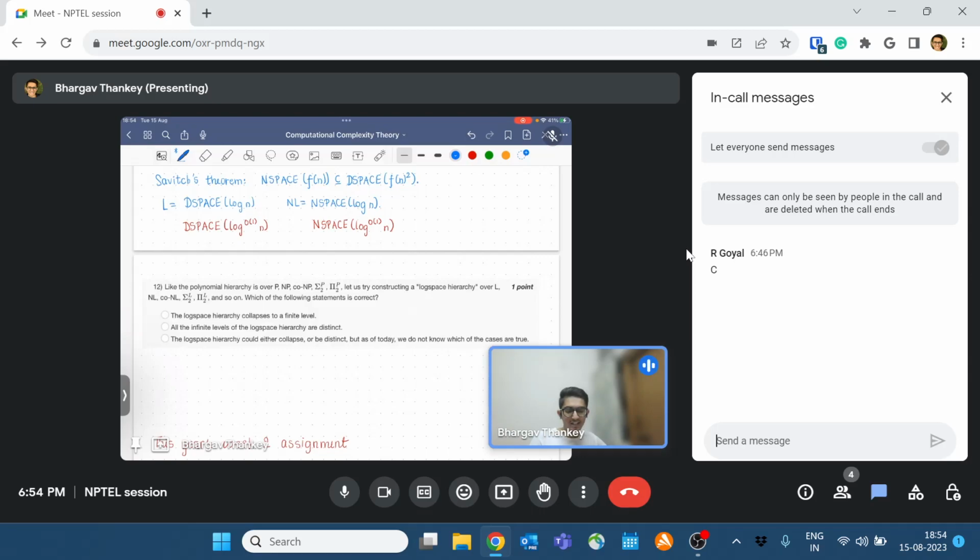The log space hierarchy collapses to a finite level. All the infinite levels of the log space hierarchy are distinct. The log space hierarchy could either collapse or be distinct, but as of today we do not know which is true. So which of these is correct? I think that since NL is equal to co-NL here, the hierarchy will collapse, and option A is correct. In fact, it collapses to NL.